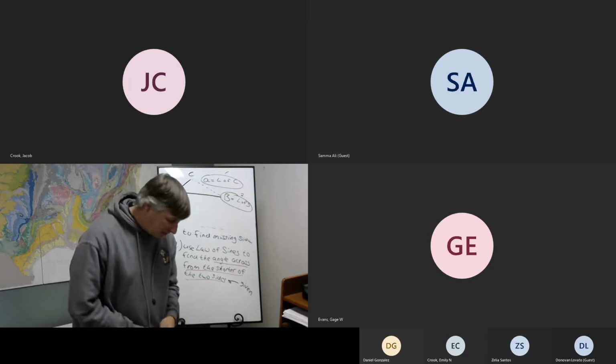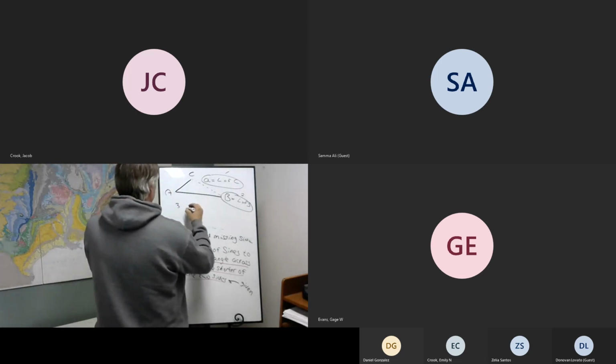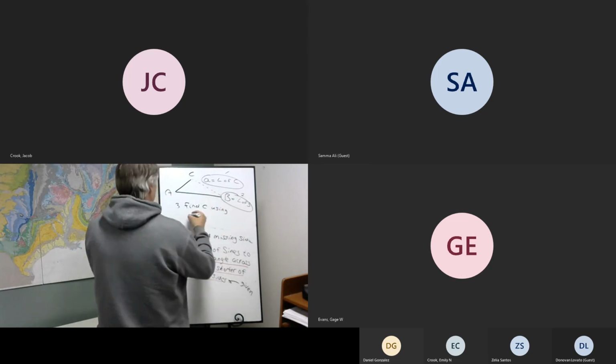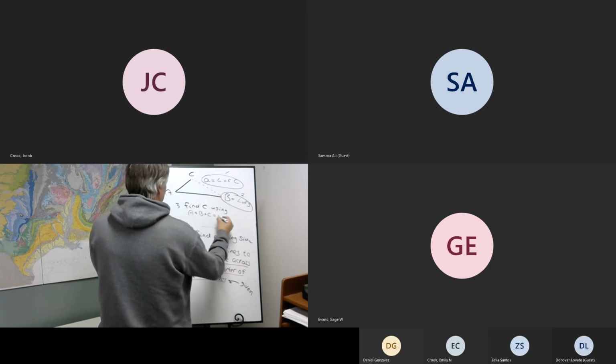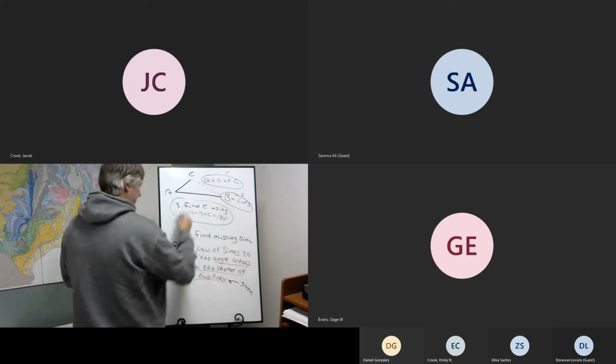Now, the third step is then find C using A plus B plus C is 180 degrees.